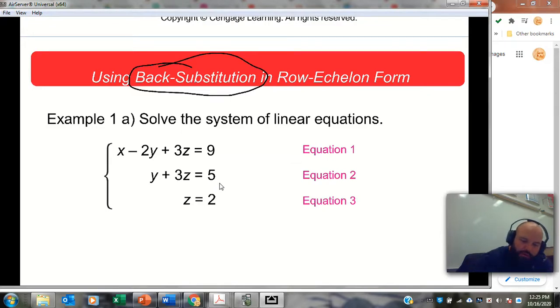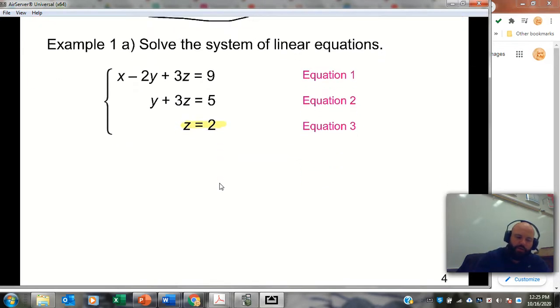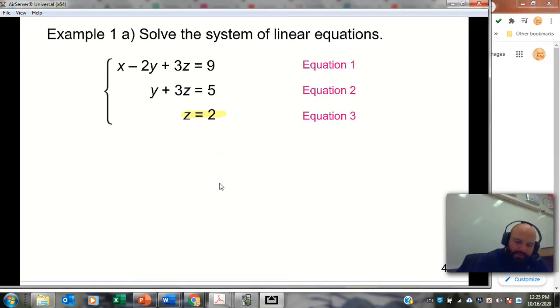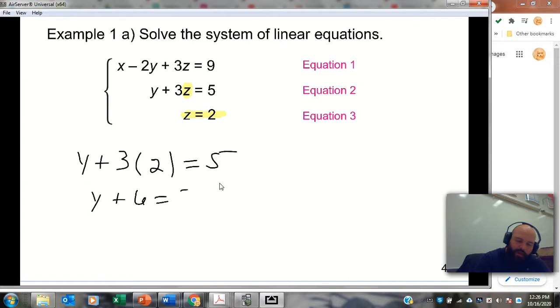So what I want you to key in on is that we know, whoops, I didn't mean to cross it out. I wanted to highlight it. We know that z is equal to 2. What that allows us to do is take this value 2 and substitute it in the next equation above. So I'm going to rewrite that equation y plus 3z equals 5 as y plus 3, but in place of the z, I'm going to put 2, equals 5. And then we're going to solve this equation. So we have y plus 6 equals 5. And when I subtract 6 from both sides, I get y equals negative 1.